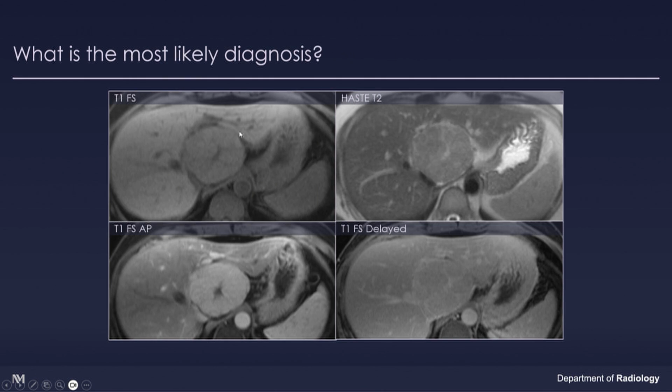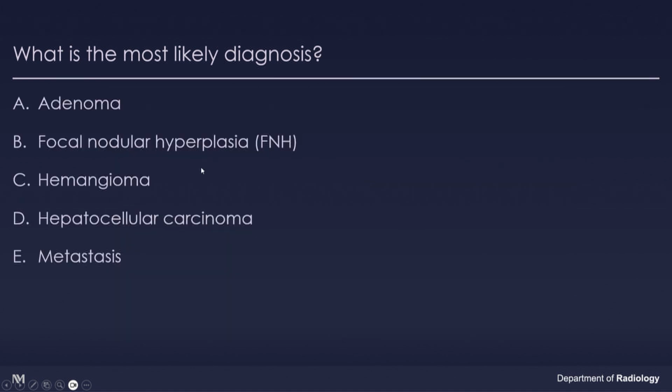This brings me to my next section. So what's the most likely diagnosis here? We have a liver lesion here. It's got a central scar, as you can see. Your choices are A, adenoma, B, FNH, C, hemangioma, D, HCC, or E, metastases.